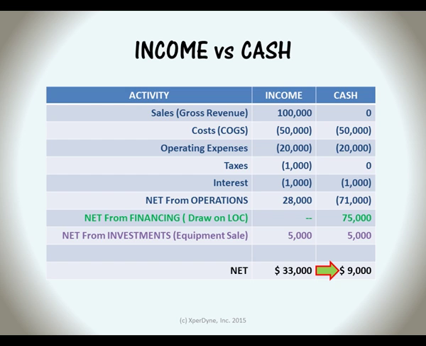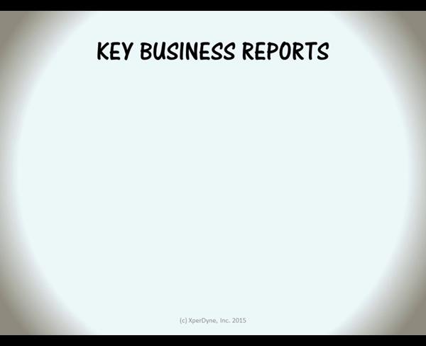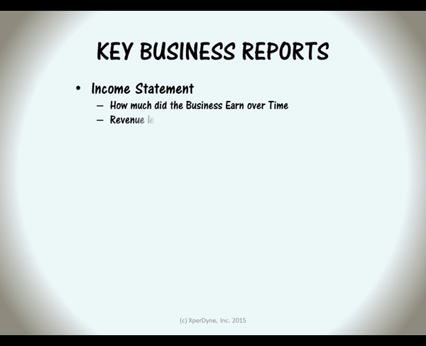In some future month, when the customer actually pays cash for the purchased wheels, an entry will be made into the cash ledger while income will remain unchanged. With a demonstrable difference between cash and income, 3 reports are required to manage the financial health of the business. The income statement tracks how much a business earns over a period of time, such as a month or a year, and reports revenues less costs and expenses.